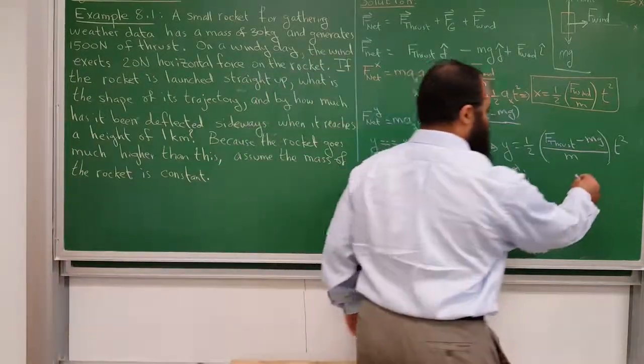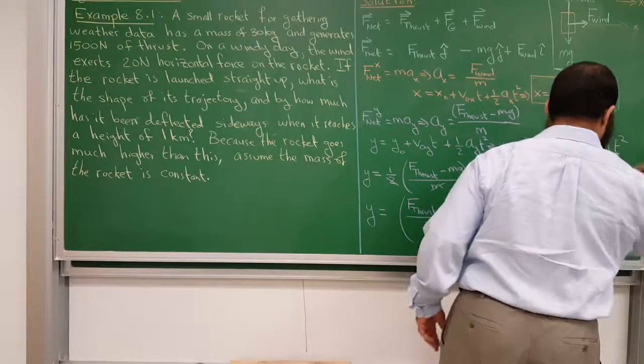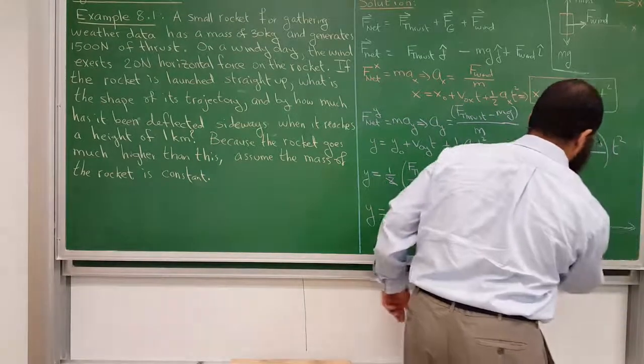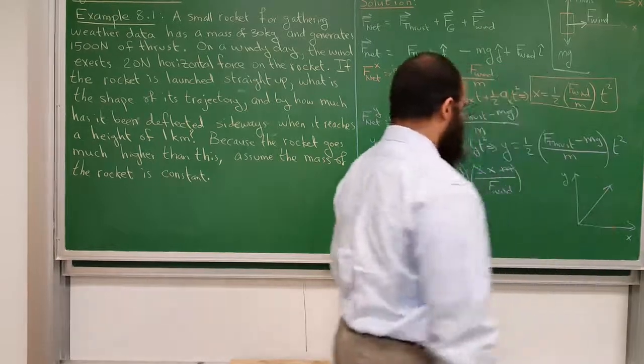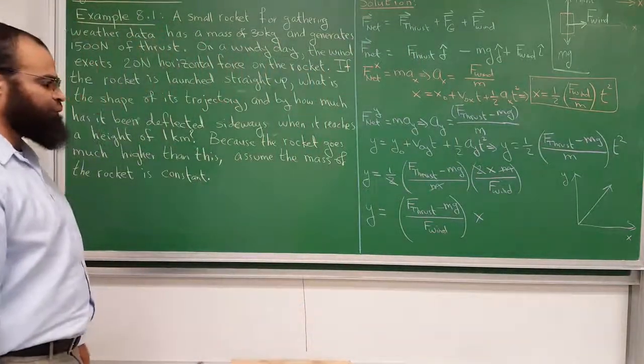How would you graph that on the xy plane? It's just a line. This is the equation of a line. This is x, this is y. So y depends linearly on x, so it would be a straight line.